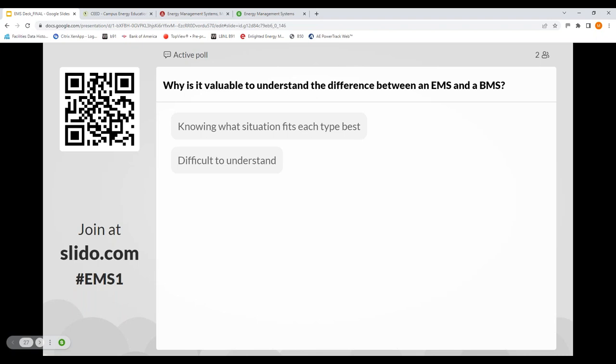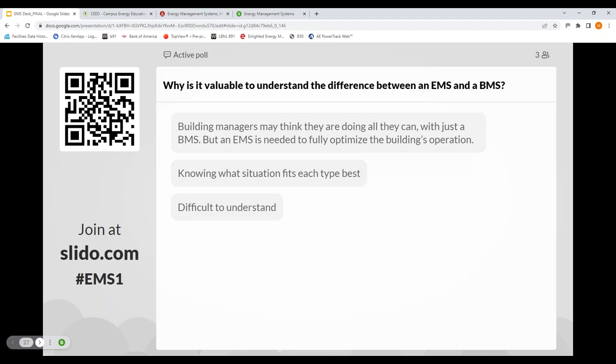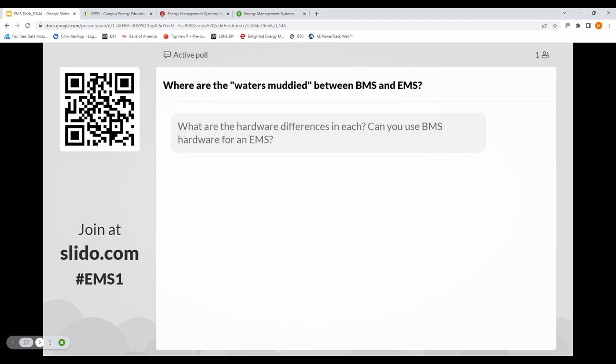All right, I think there's a second question here. Oops, I always hit that a little too quick. Okay, building managers may think they are doing all they can with just a BMS, but an EMS is needed to fully optimize the building's operations. That's a nice answer. Where the water's muddied: what are the hardware differences in each? Can you use BMS hardware for an EMS? Good question, and hopefully I can answer that in our next slide.